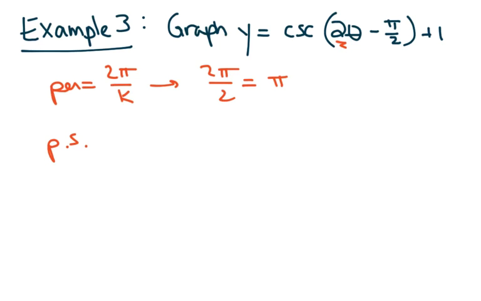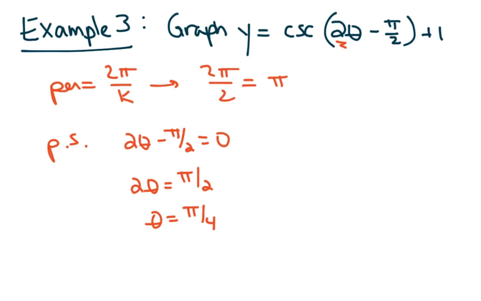To find the phase shift, you set what's inside the parentheses equal to 0, and then you solve for theta. So you add pi over 2, and then you divide by 2, and you get pi over 4. And it's pi over 4 to the right. And then there's a vertical shift. The graph gets shifted up 1 unit, because that's what the vertical shift is.